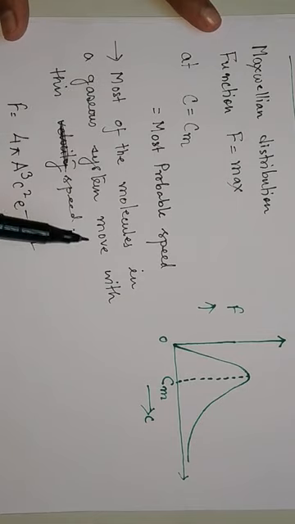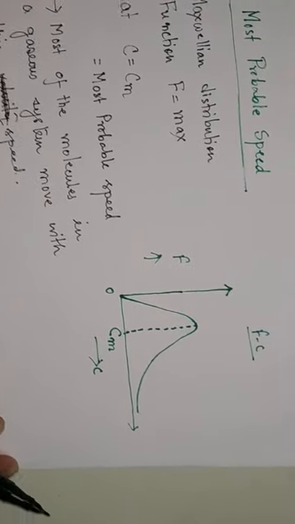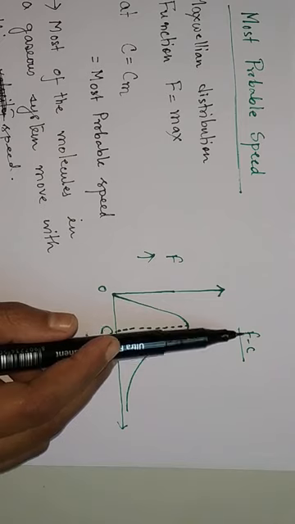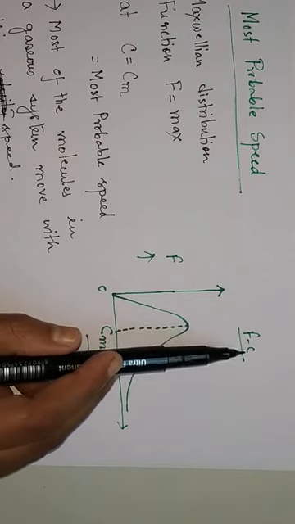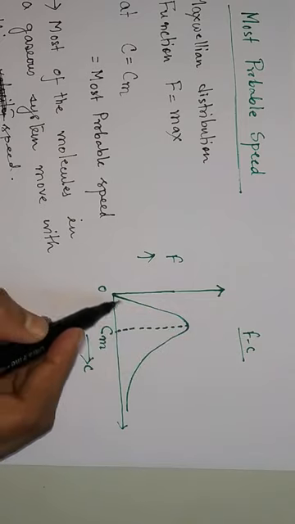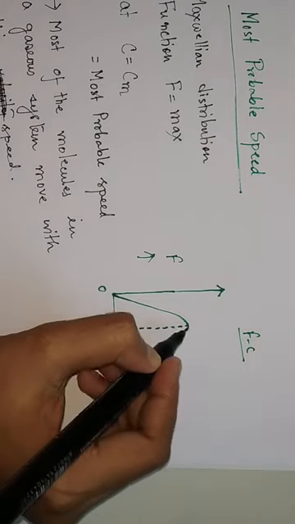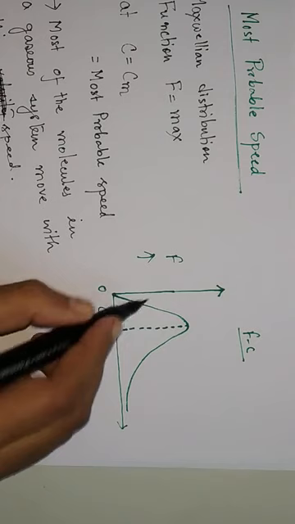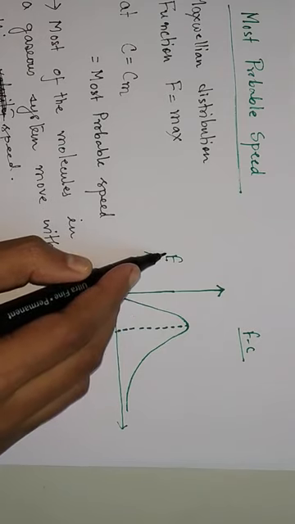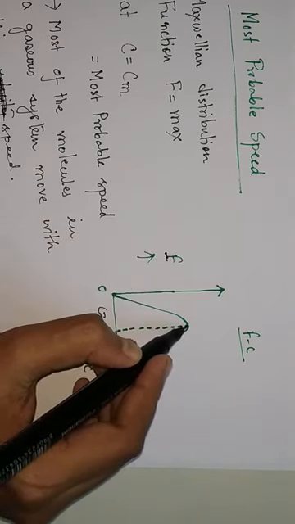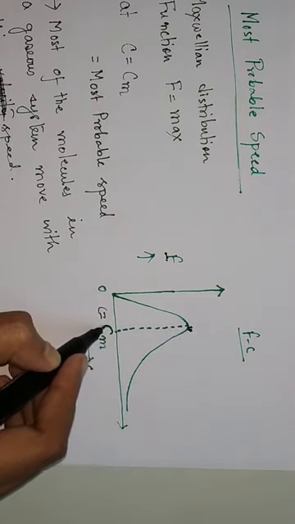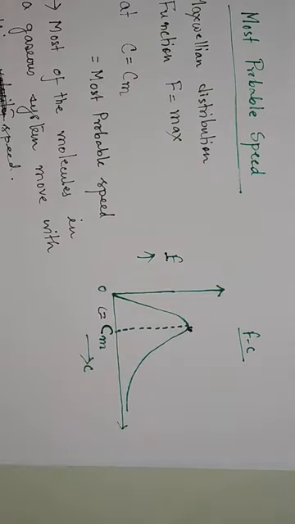Okay, and we already know that if we plot a graph for the distribution function versus the velocity c, then it looks like this, and over here at c equals cm, the distribution function is maximum. So this velocity is called the most probable velocity.